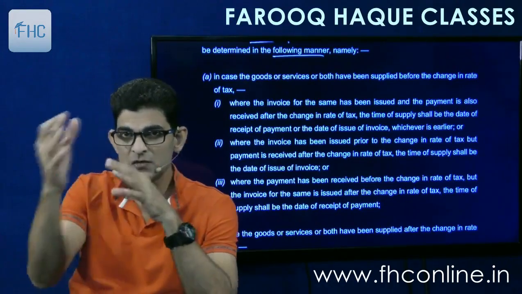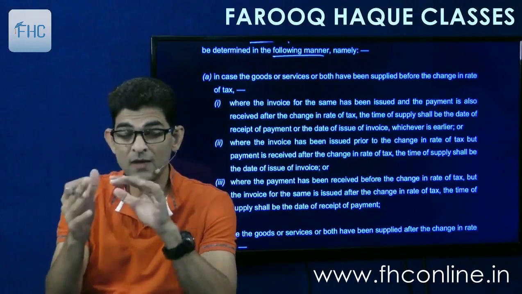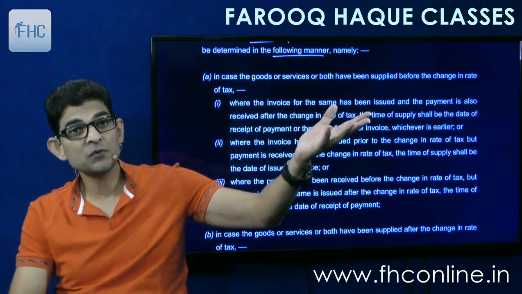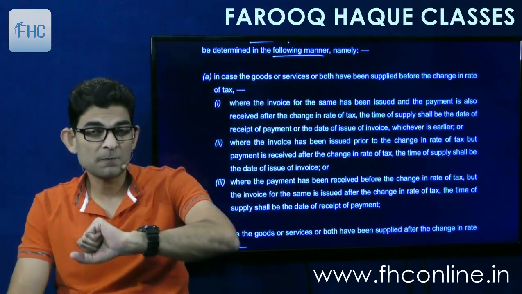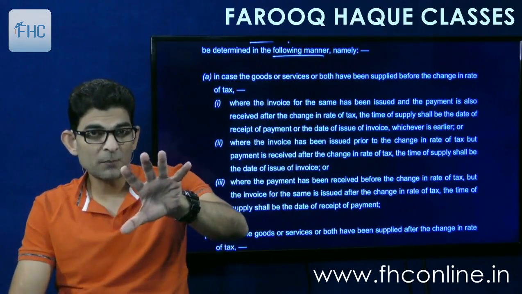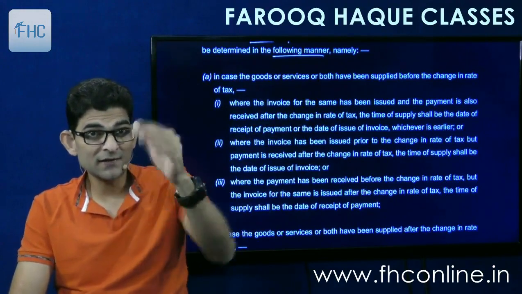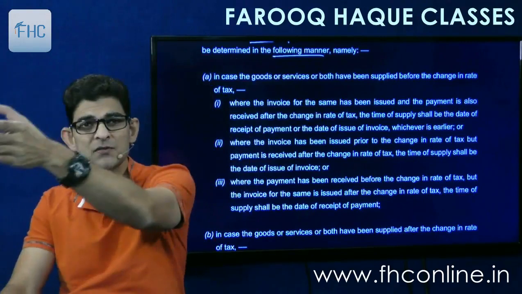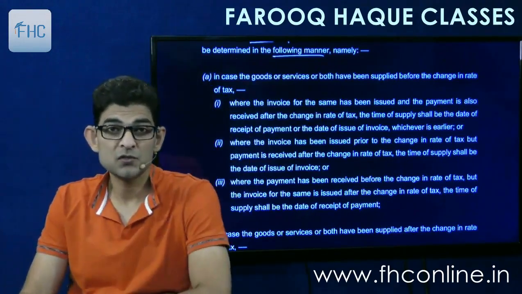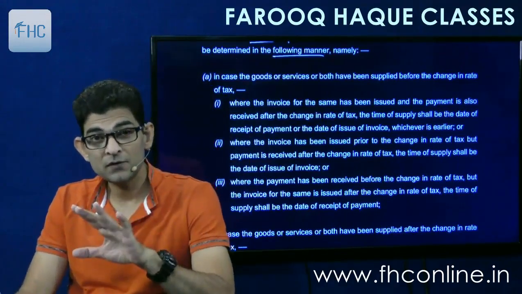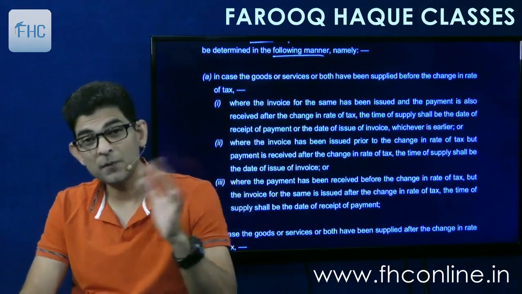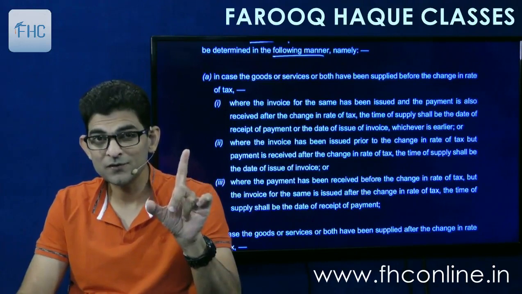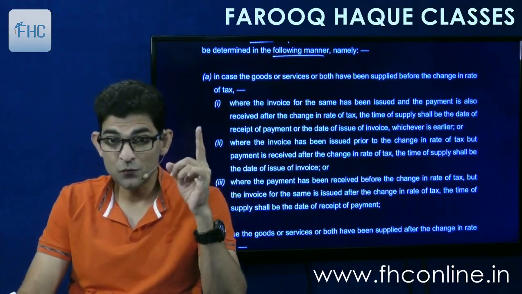And there is a change in between somewhere. So sometimes the supply is before the change, money is received before the change, but invoice is made after the change. So this section is all about permutations regarding timing. Okay, sometimes the supply can be before and receipt and invoice both are after change, or one is before, one is after, or all of them before, or all of them after. So this timing is very important. Okay, understood? So focus on timing.